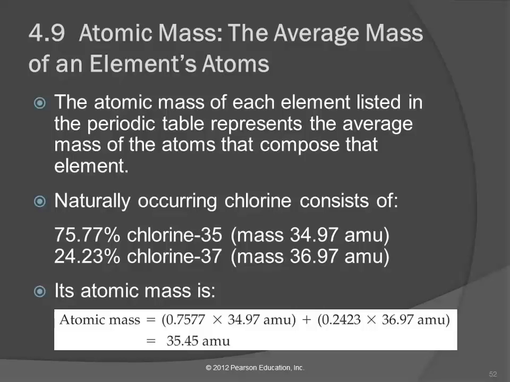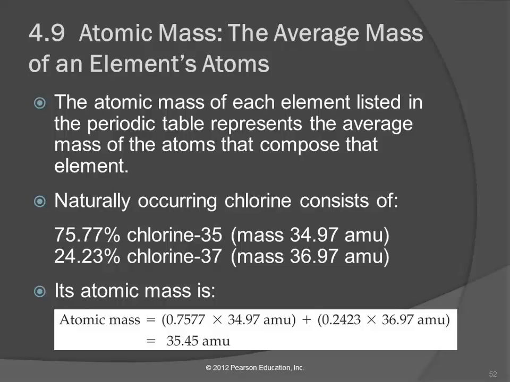So if we look specifically at chlorine, 75.77% of all chlorine atoms are chlorine 35, and 24.23% of them are chlorine 37. And so we take the average of those two, and yet it's not 50-50.